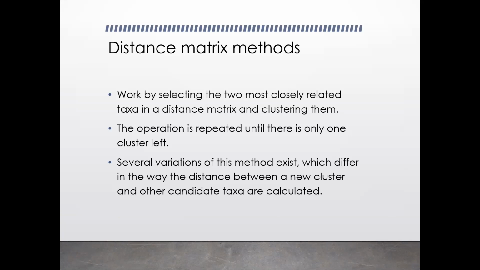So now let's discuss the distance matrix method, which is a very commonly used method for phylogenetic tree building. These distance matrix methods work by selecting the two most closely related taxa in the distance matrix and clustering them. Here the clustering principle is used. All the taxa that are being compared are aligned and compared.